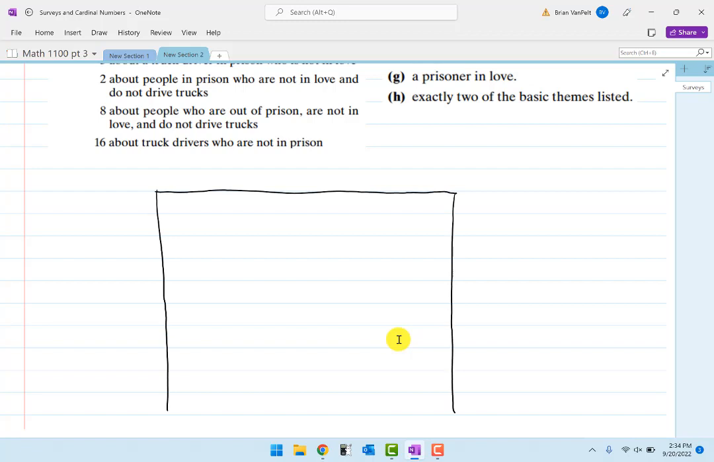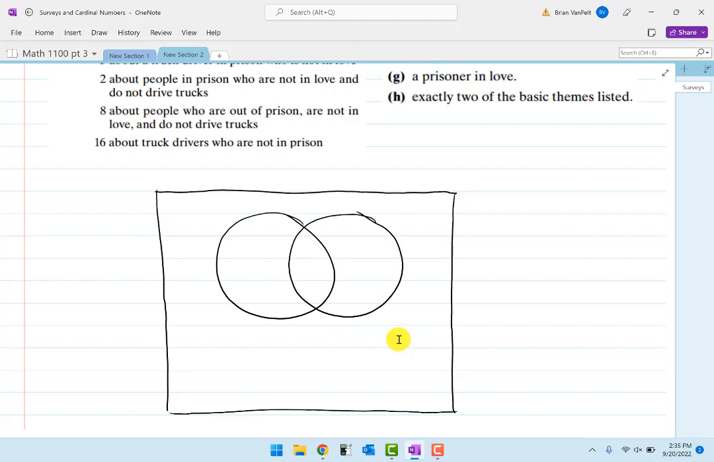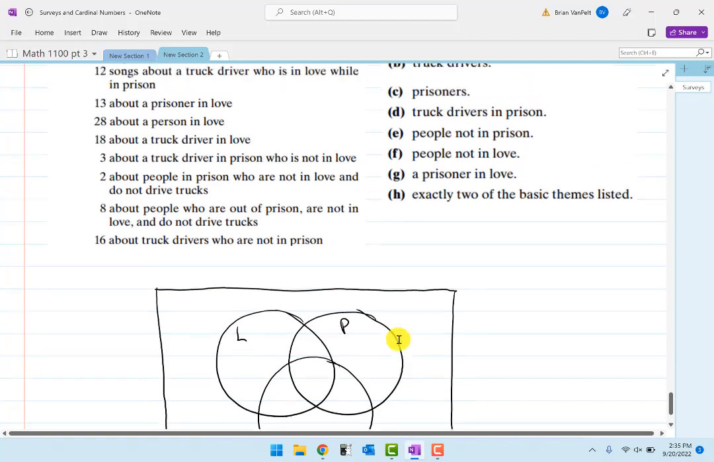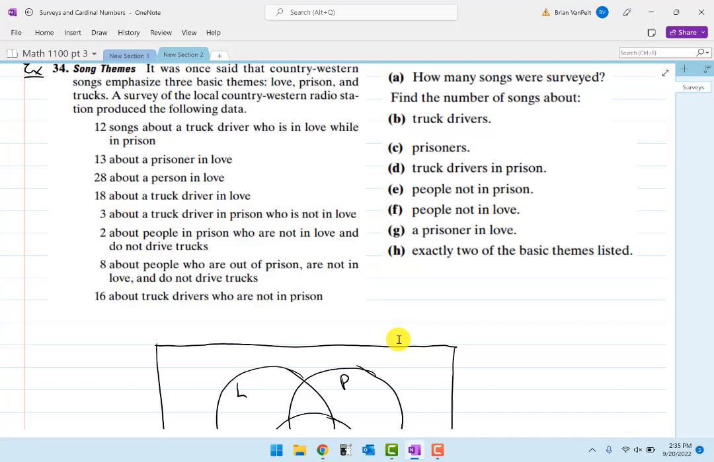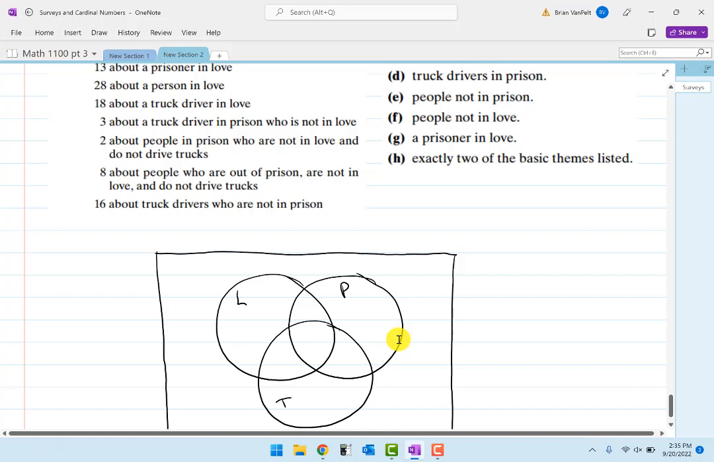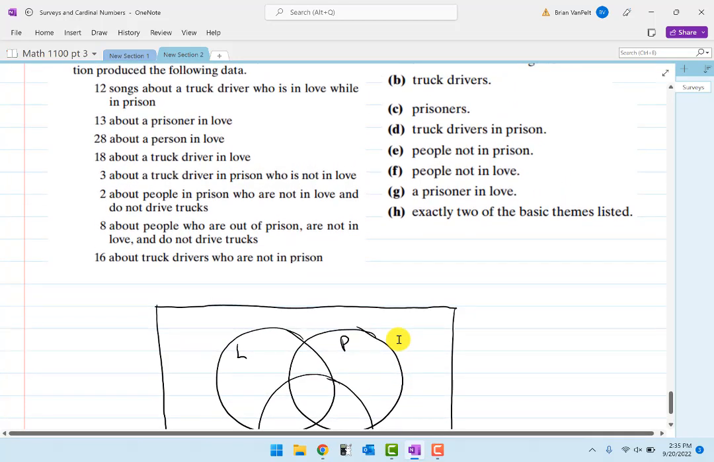As usual, make sure you give yourself plenty of space in the overlap regions. So we have L, P, and T: love, prison, and trucks. Now I've got to try to find the most restrictive thing I can find. So I want to look at how many songs are about love, prison, and trucks all in the same one. Are they in there anywhere?